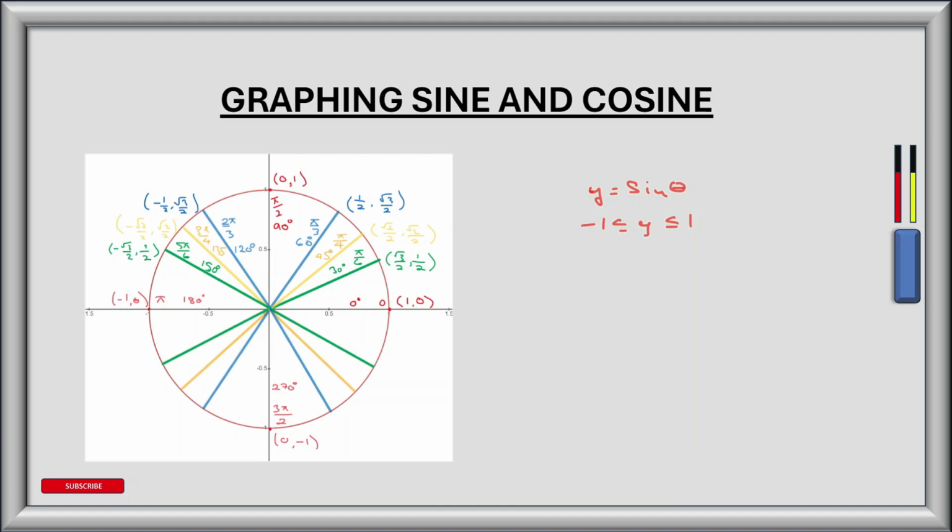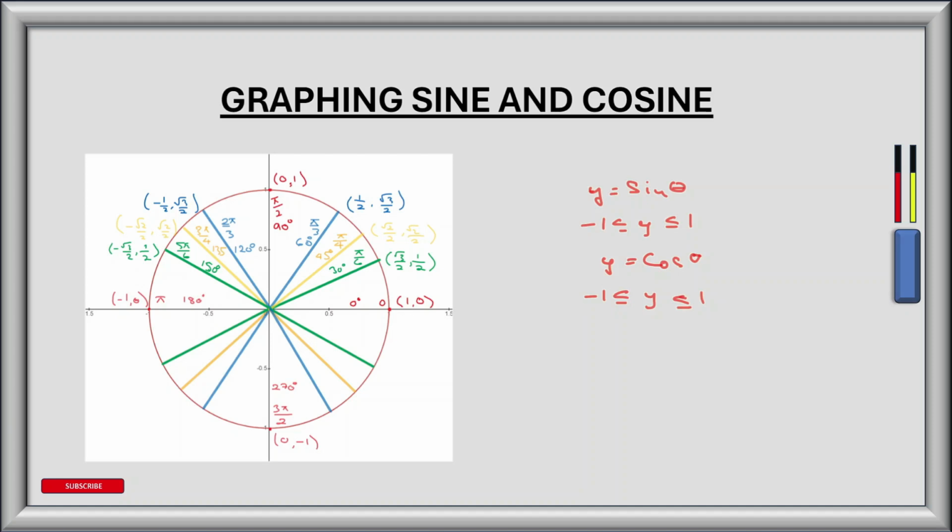If we now look at y is equal to cosine theta, this time we need to look at the x-coordinates. As we can see, y again extends from -1 through to 1. So we need to look at this value here and this value here on the unit circle.